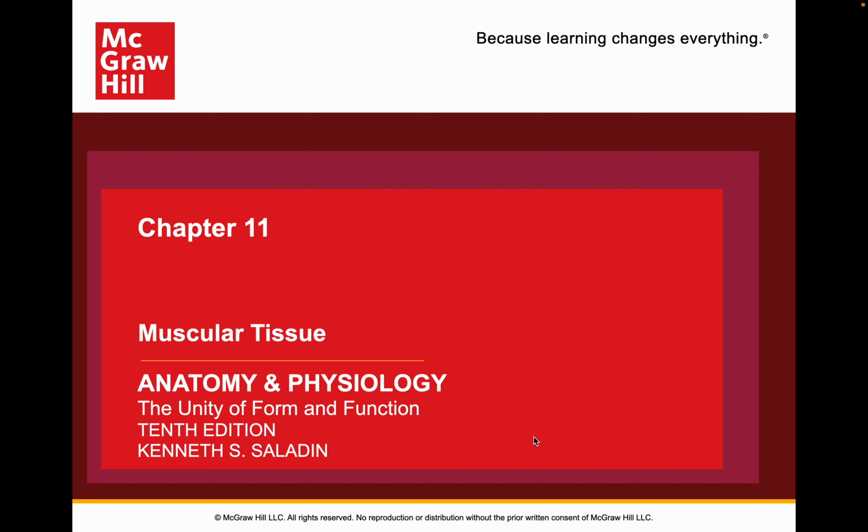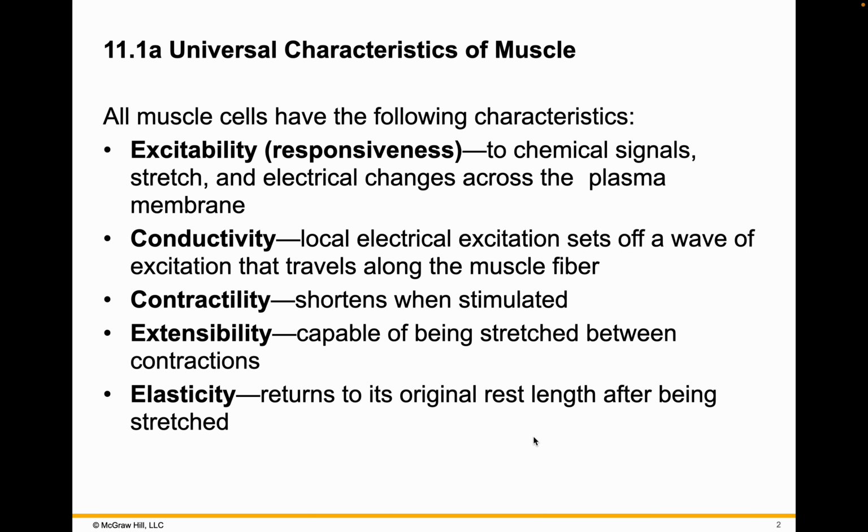Start talking about muscular tissue, which I think is a little unusual because last week we learned about the muscular system, and a big part of muscular tissue is skeletal muscle, but this is the way it's set up. So all muscles are excitable. They can respond to things like chemical signals, stretch, electrical changes across the plasma membrane, and very closely related to that, they are conductive. Local electrical changes on the cell lead to greater waves of excitation that travel along the entire muscle fiber.